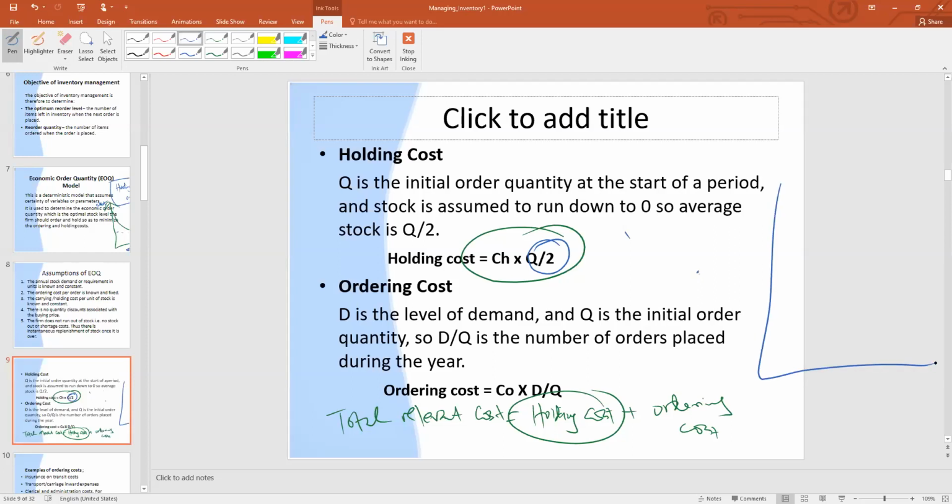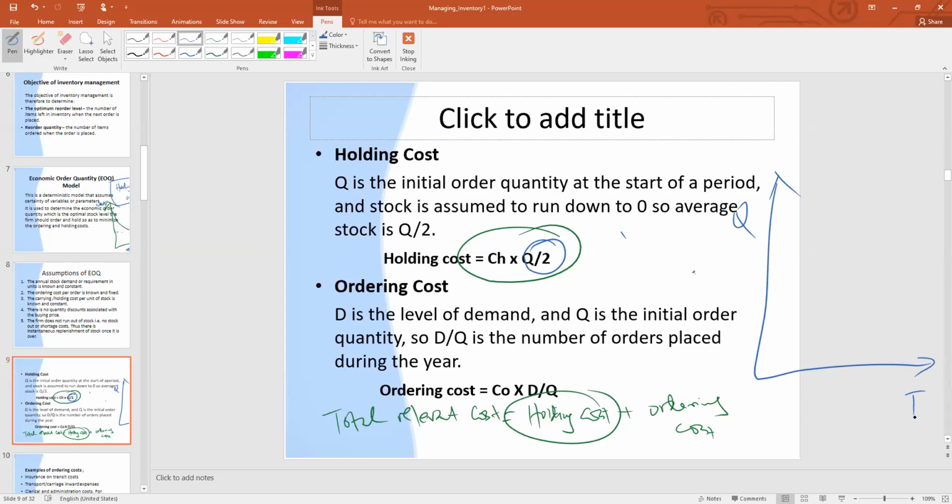Okay, it will be thin. Therefore, this is Q, this is time. Quantity versus time, then you're going to have, once you place an order with the supplier and you have the receipt of those goods, the inventory balance is at the highest point. And if you assume constant consumption of the inventory, then it will be decreasing at a constant rate. And then you make an order, then the inventory balance goes back to high.